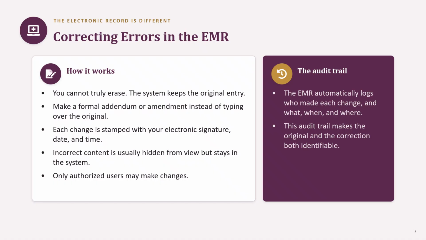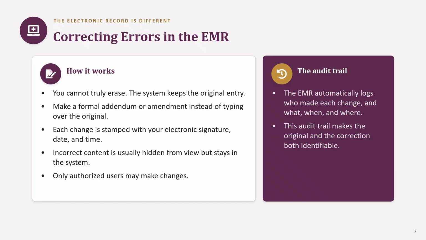And fifth, only authorized users logged in with their own credentials are allowed to make changes. The key feature that makes all of this trustworthy is on the right, the audit trail. The EMR automatically logs who made each change, what was changed, when, and from which workstation. That audit trail is the electronic equivalent of your handwritten initials and date on paper, except the computer does it for you and it cannot be skipped.